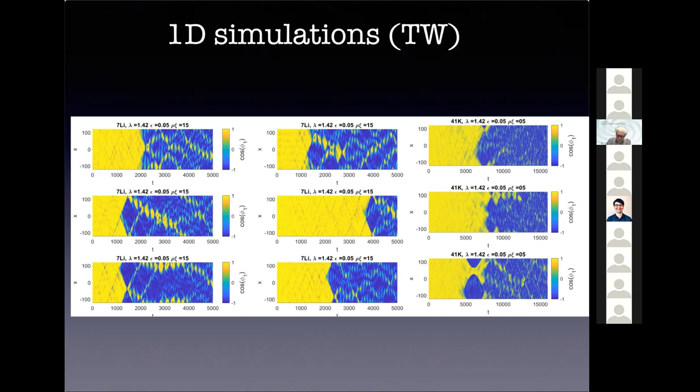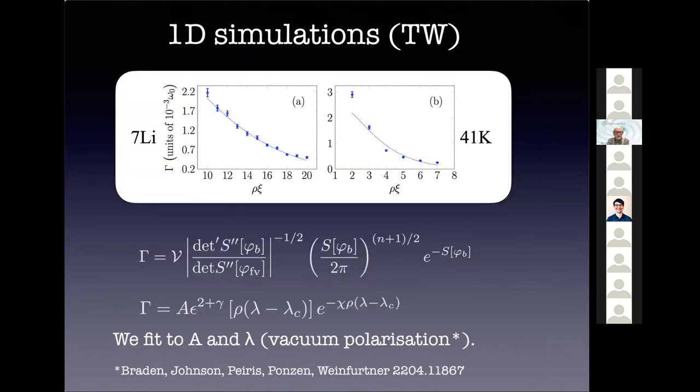Okay, so those are Kate's 1D simulations, and she's fit the decay rate. I'll hurry up a bit. On the left is the bubble nucleation rate for lithium as a function of density, and on the right is the bubble nucleation rate for potassium as a function of density. We have compared these to the Coleman formula. A nice thing about these models is that you can scale out the density and this other parameter epsilon, and then everything else is just pure numbers.